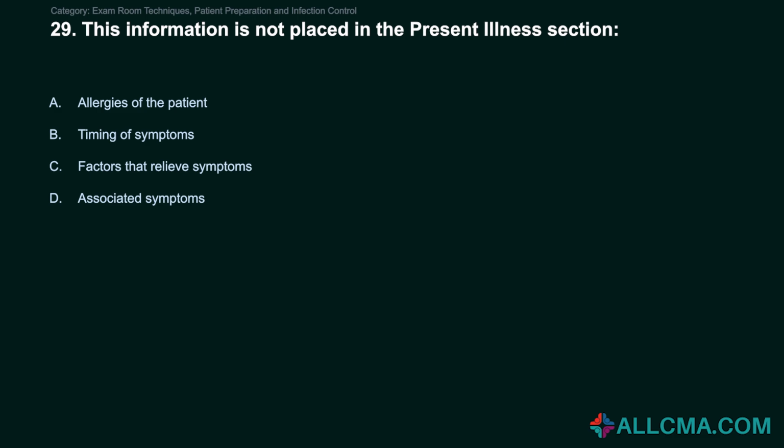29. This information is not placed in the present illness section. A. Allergies of the patient. B. Timing of symptoms. C. Factors that relieve symptoms. D. Associated symptoms. Correct answer, A.